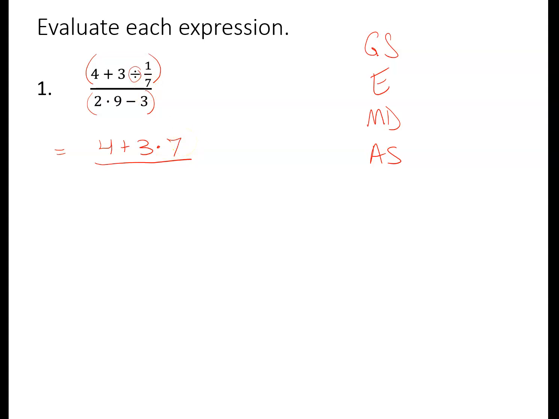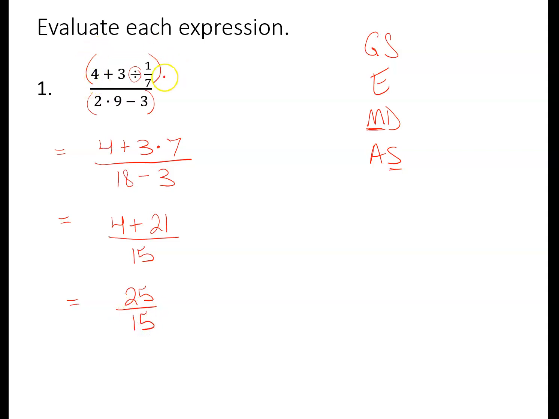Okay, let's go ahead and go to the bottom. And we've got multiply and we've got subtract. So multiply comes before subtract. So let's do the 2 times 9 would be 18. And go ahead and write down the minus 3. Okay, let's move back up to the top. Addition and multiplication. We know we need to do the multiplication first. So keep the 4, keep the plus, and 3 times 7 is 21. And then on the bottom, we can finish that up and do 18 minus 3 is 15. And back to the top, we add and get 25.